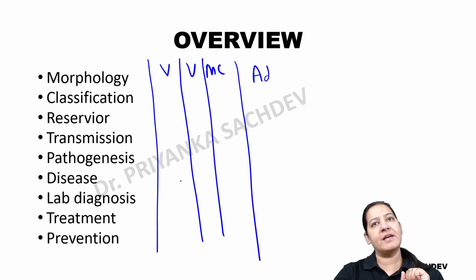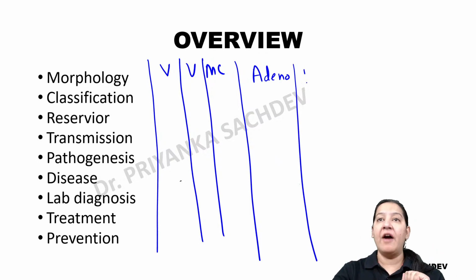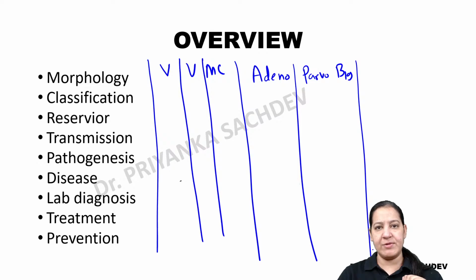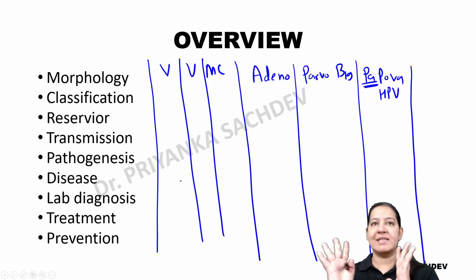After that, we have already completed adenovirus. Adenovirus is only one virus. There are 52 types, but we have not covered them separately. Overall adenovirus I have taught you. After that, parvovirus is only one, parvovirus B19. We have completed that also. After that, papova, there are 3 viruses. The most important in papova is papilloma virus, that is human papilloma virus. We have completed that also yesterday. I guess till now this list is ready with you.